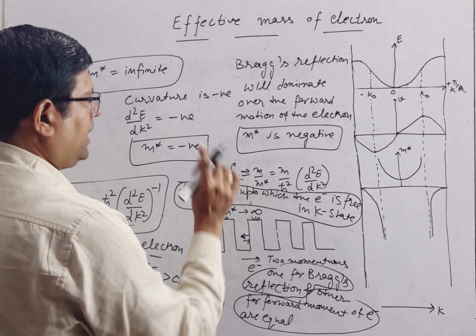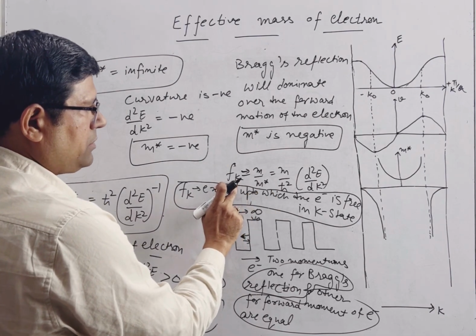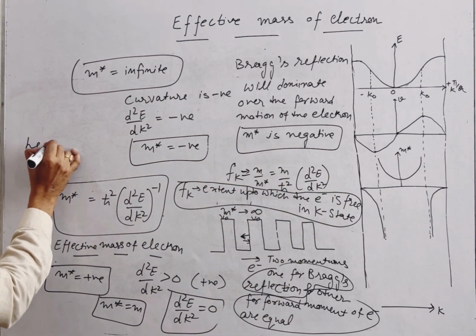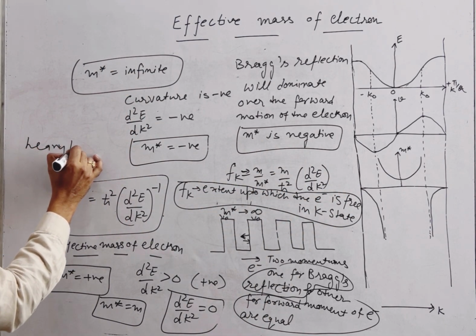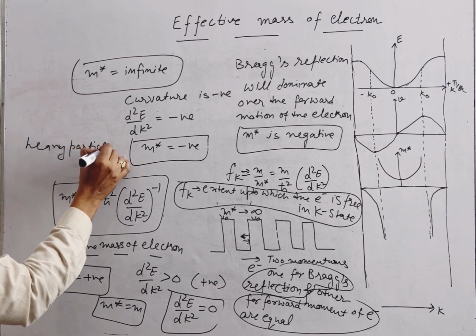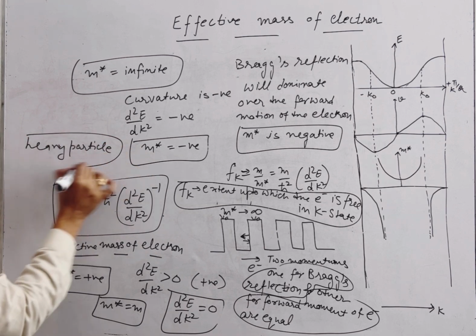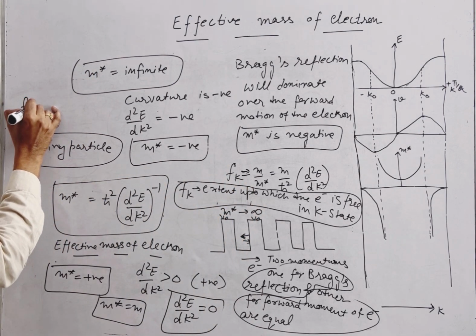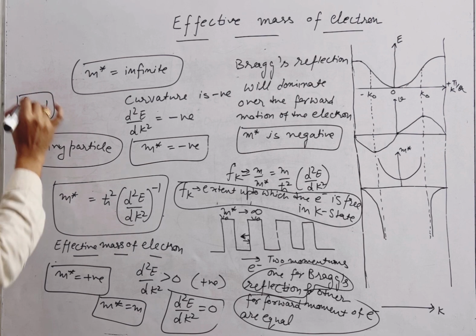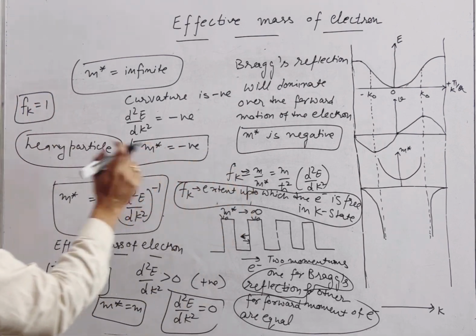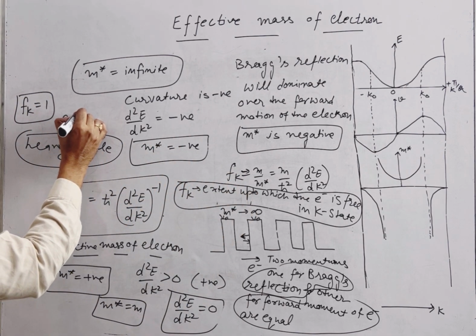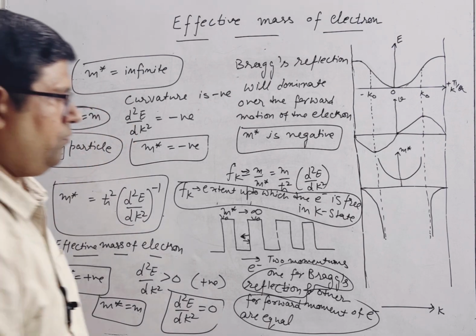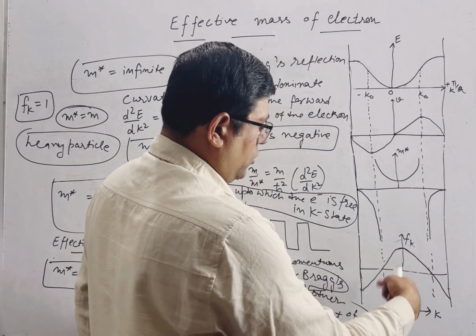If m star is large, then Fk will be small and the particle will behave as a heavy particle. And when Fk equals 1, it means the effective mass will be equal to the mass of the free electron. The plot of Fk versus k is shown here.